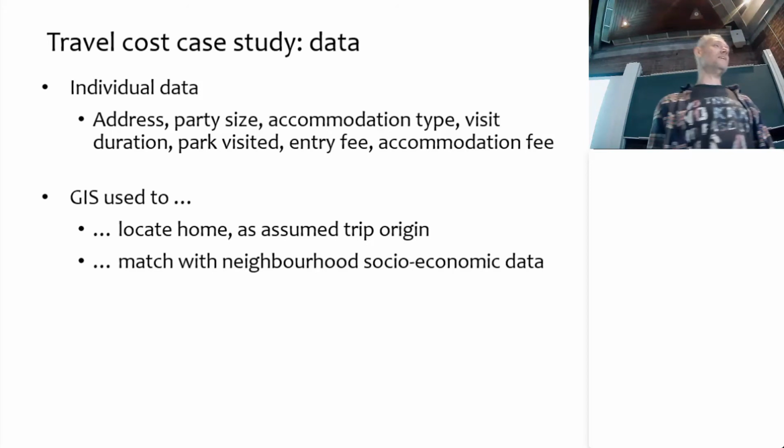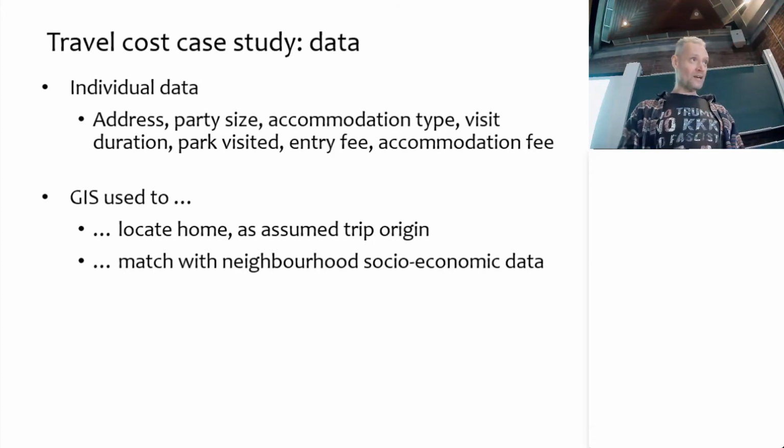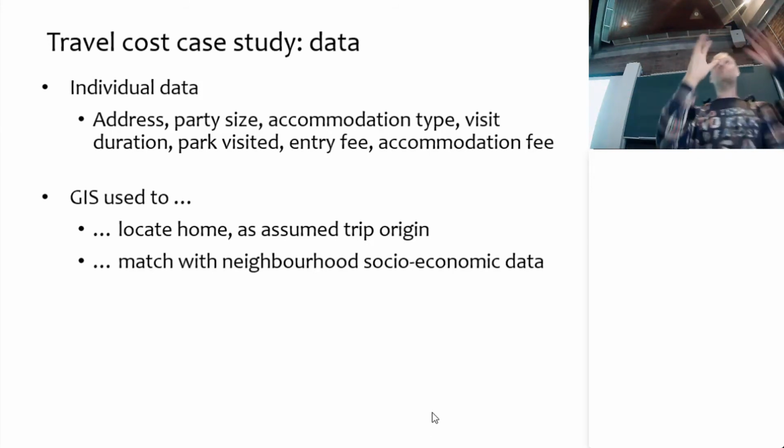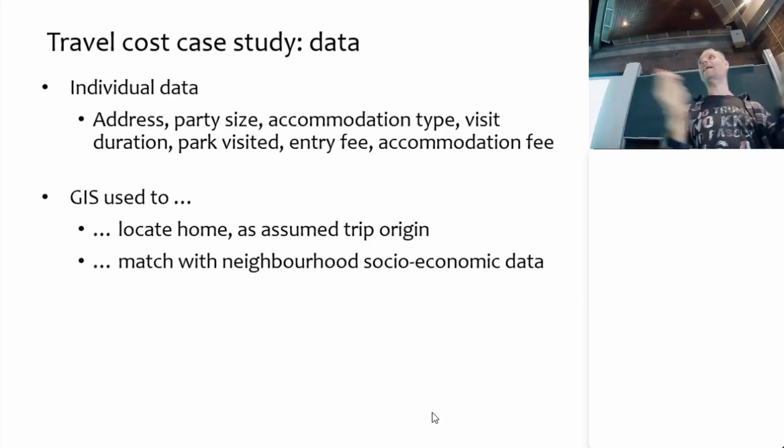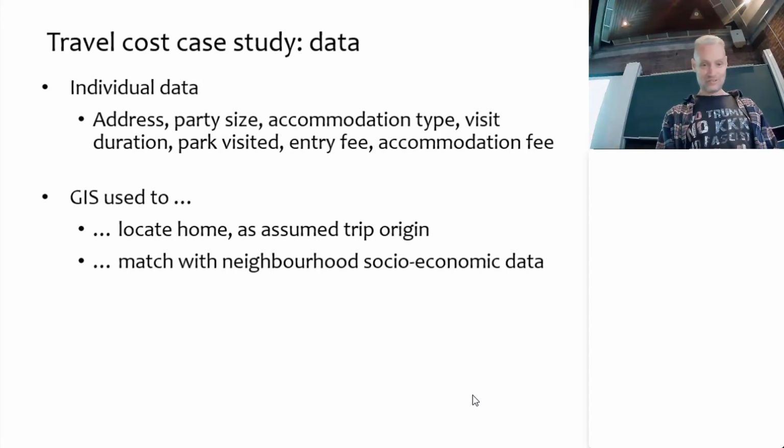So the party size is actually important. The type of accommodation, how long they stayed, which part they visited, how much they paid in entry fee, and how much they paid for the accommodation. Then from where they lived to where they were, you need to sort out how did they get there. You would have to assume that actually they started from where they live, right? They may have been visiting family and started from a place that was not home, right? And then you can also tie it up with neighborhood socioeconomic data.